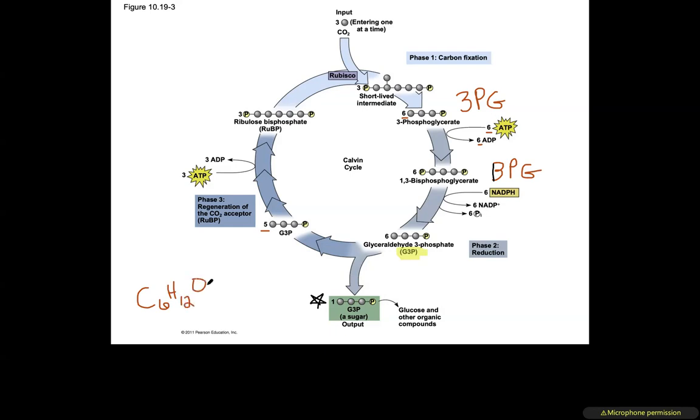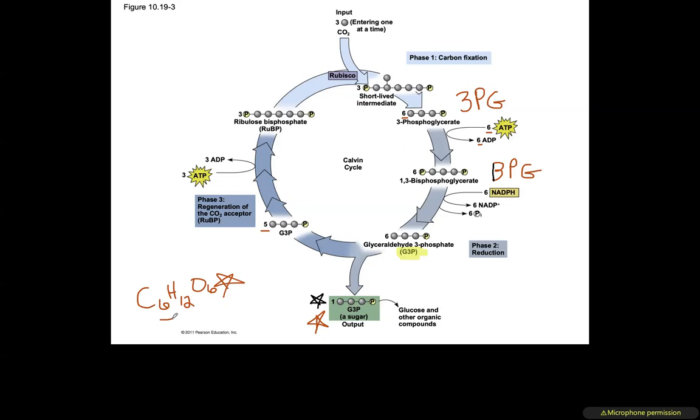That way we can get another one of these. When you get another one of these, then you can put them together to build a glucose molecule. See, 3 carbons, 1, 2, 3, and then a whole new set of these come again, and it goes again, and then you get 4, 5, 6, and then you can have yourself a sugar.